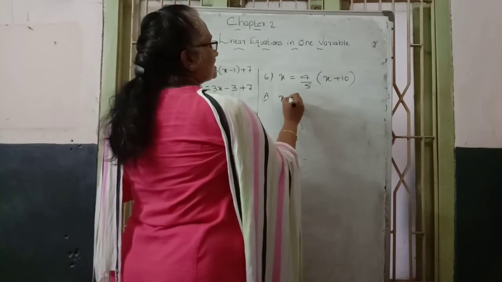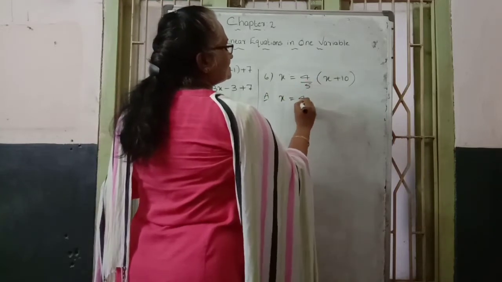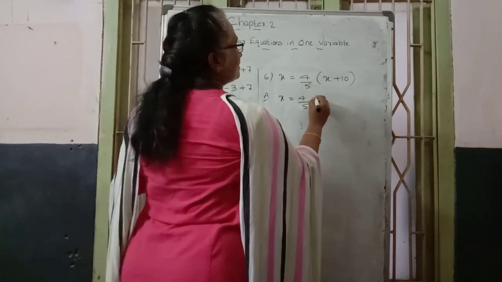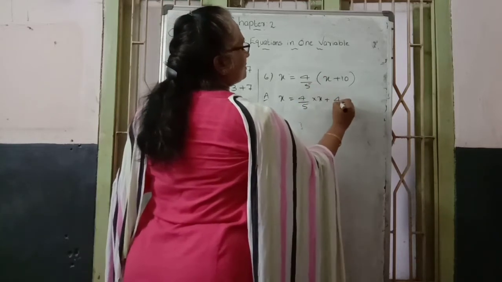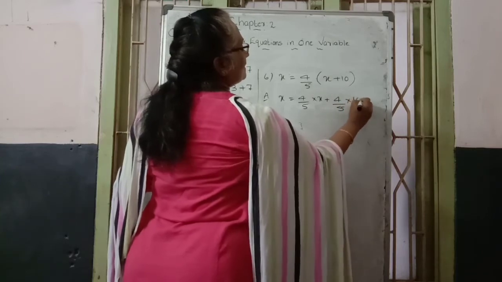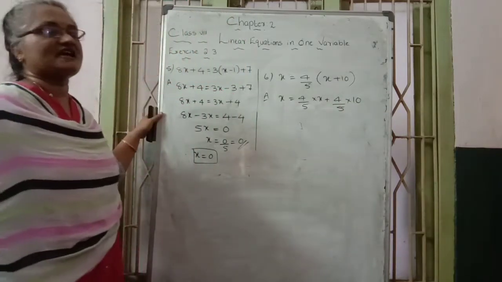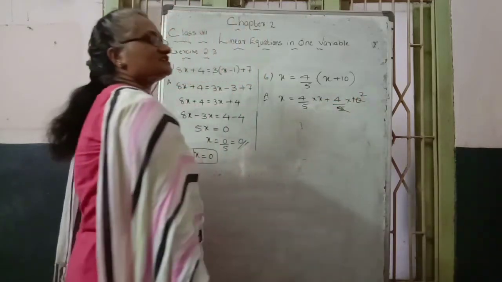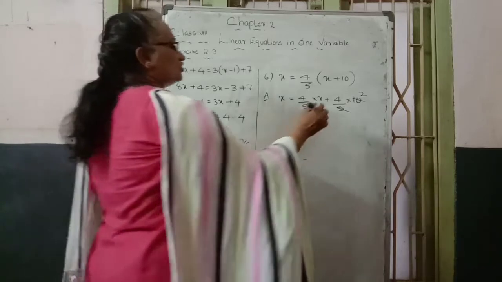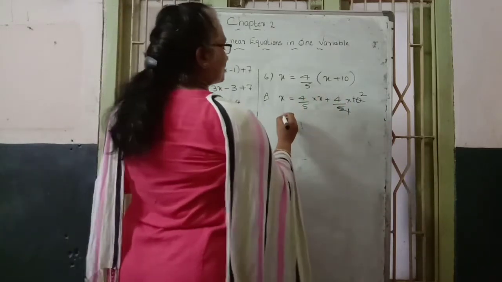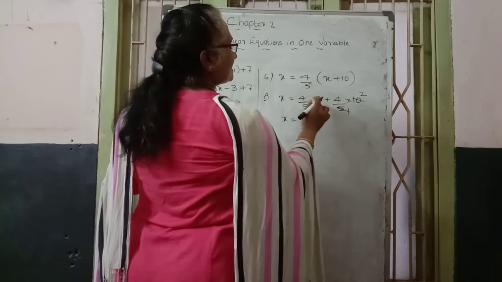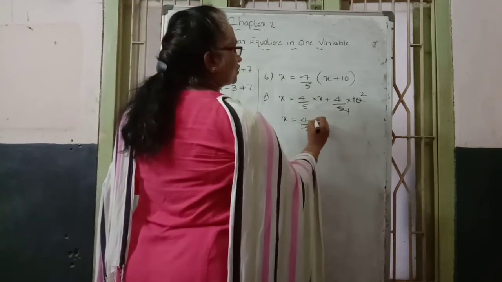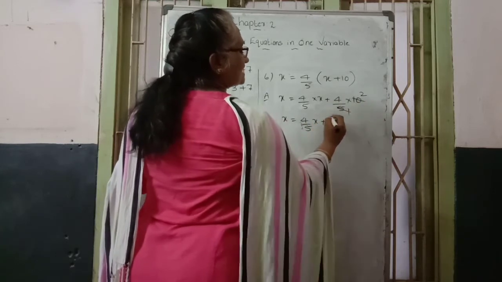So write the answer as x is equal to 4 by 5 into x. So 4 by 5 into x, plus again 4 by 5 multiplied with the second number 10. Cancellation is possible: cancel 5 and 10. 5 times 2 is 10, and 5 times 1 is 5, so the denominator becomes 1 only. Again, calculating: x is equal to 4 by 5 into x, which we can write as 4 by 5 x, plus 4 twos are how much? 8.